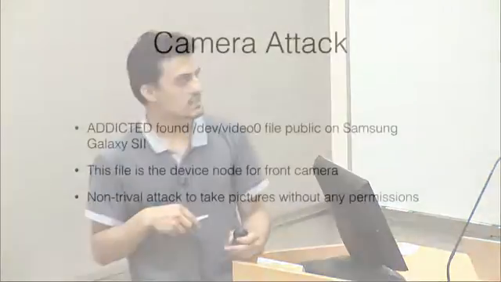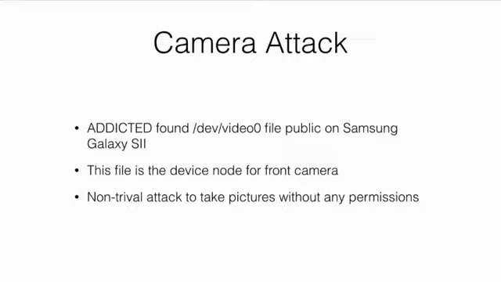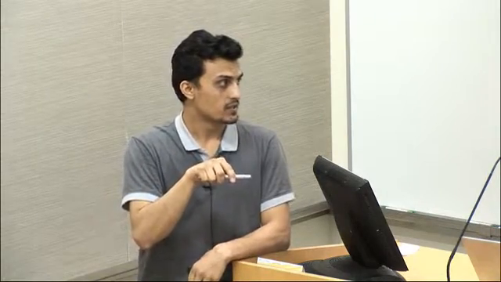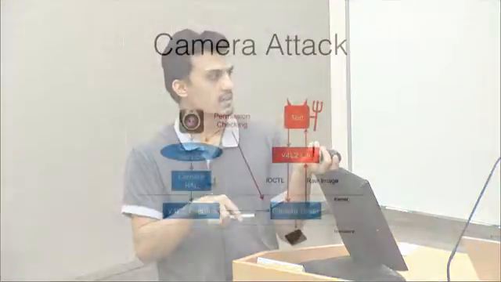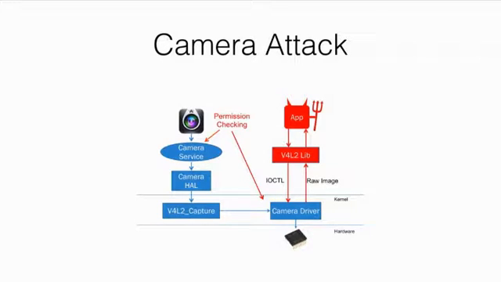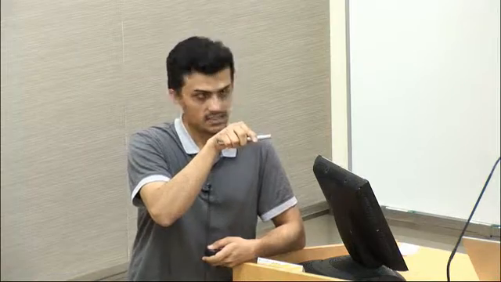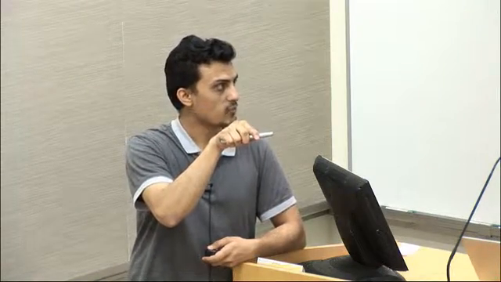And then we have a camera attack on the Samsung Galaxy S2 that allows any app to take pictures without any permissions. Your phone can take pictures and you will never know what's happening. The camera attack is non-trivial, because if the camera app wants to take a picture, we need permission checking.